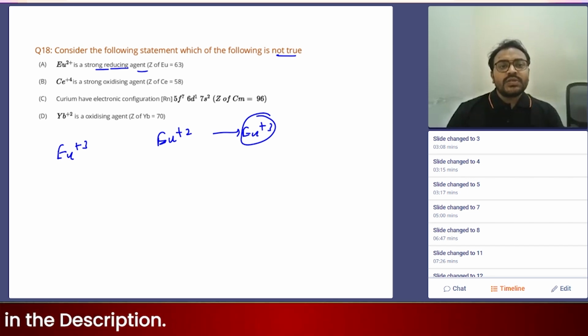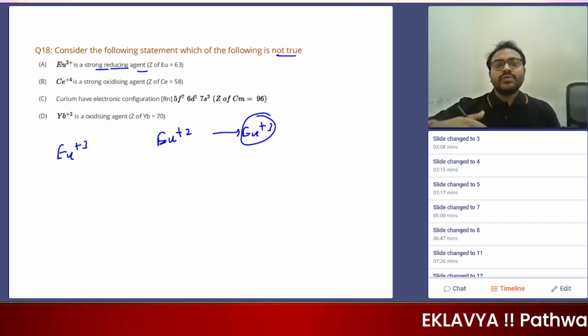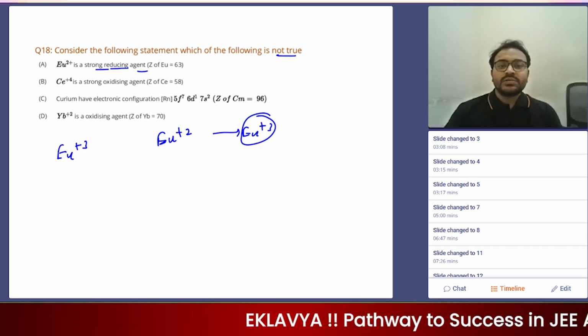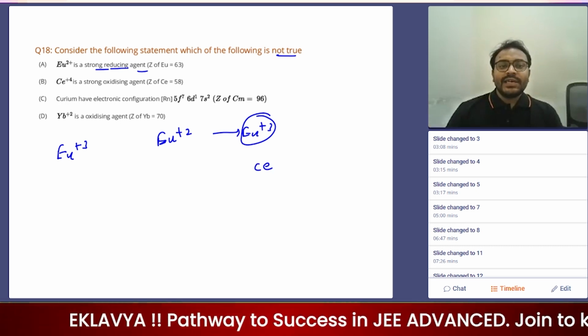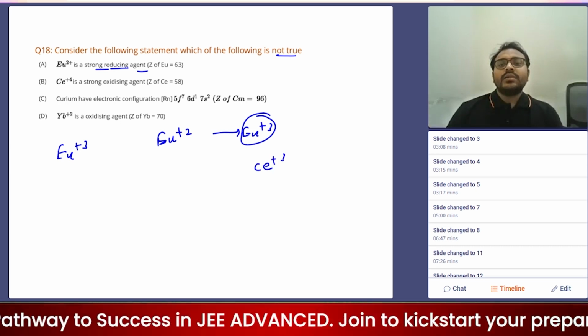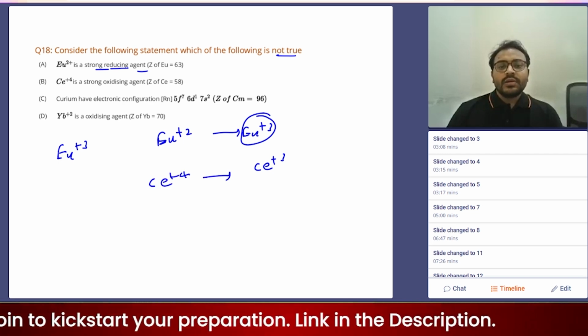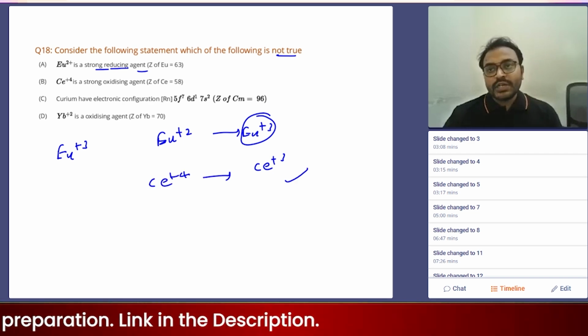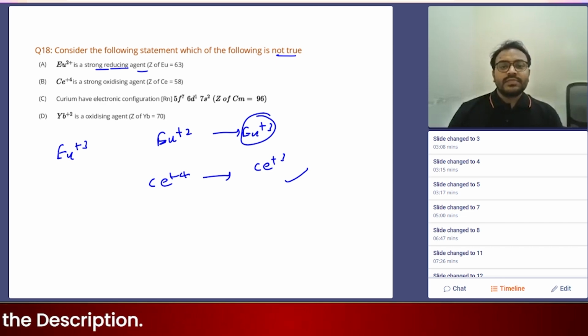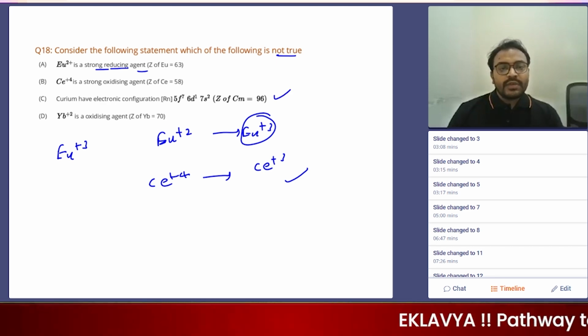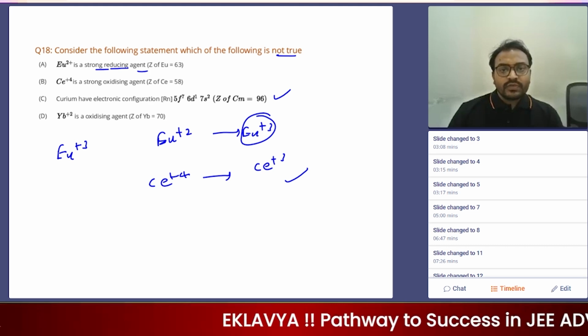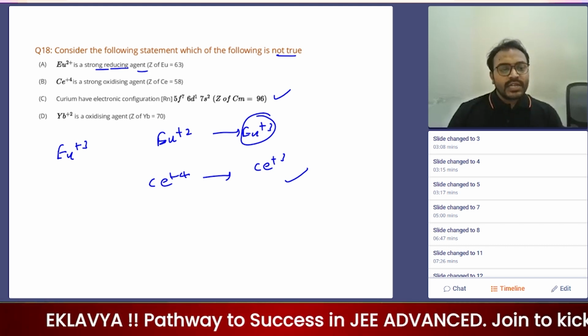Second one, Ce+4 is a strong oxidizing agent. Oxidizing agents are those which oxidize others but self-reduce, right? And Ce+3 oxidation is most stable. So that's why Ce+4 can self-reduce to Ce+3. That is also a correct statement given. And then curium have electronic configuration. Yes, this configuration is also correct for curium.